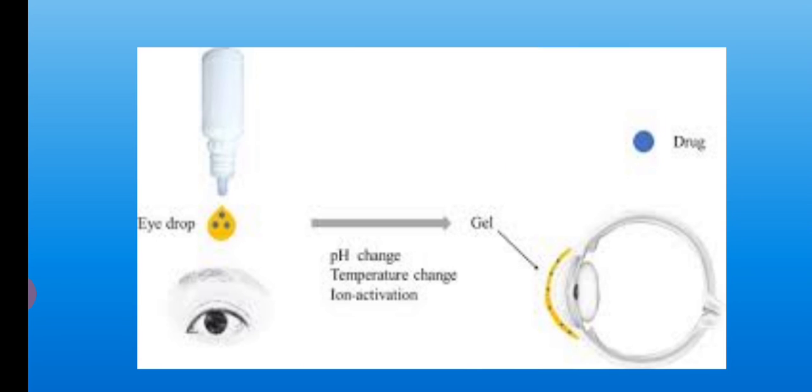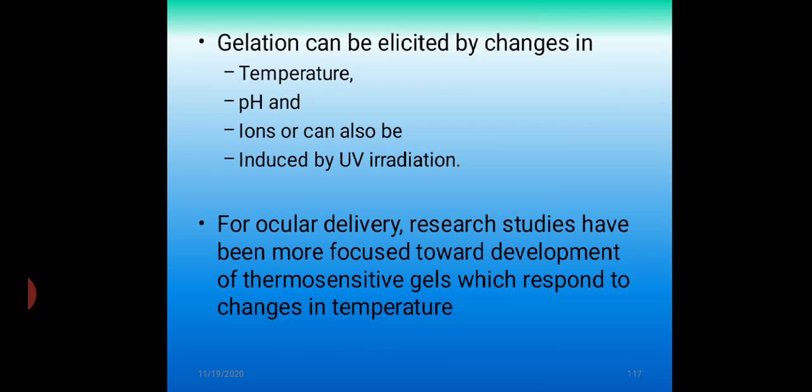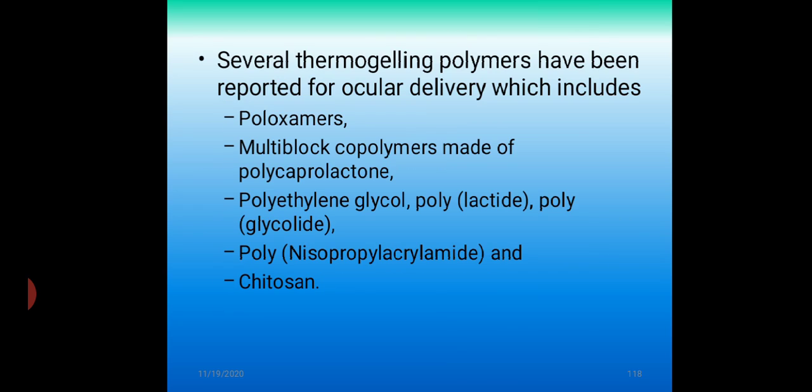So while administering, it is a liquid solution, and after reaching the eye it becomes a gel, adheres to the cornea, and releases the drug molecule. The gelation is based upon the temperature, pH, ions, or even UV radiation. But the most important and easiest ones are temperature and pH. Many studies have been conducted, or are still going on, developing in situ gels based upon pH as well as temperature. Several gelling polymers are used, like the poloxamers, multi-block copolymers made of polycaprolactone, polyethylene glycol, lactates, glycolides, then poly-N-isopropyl acrylamide and chitosan.